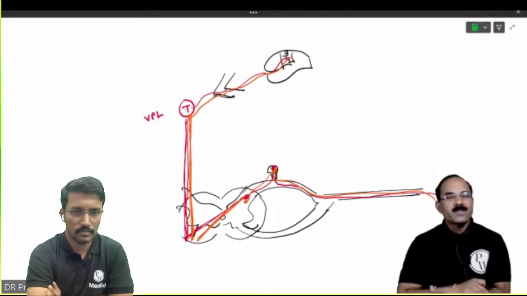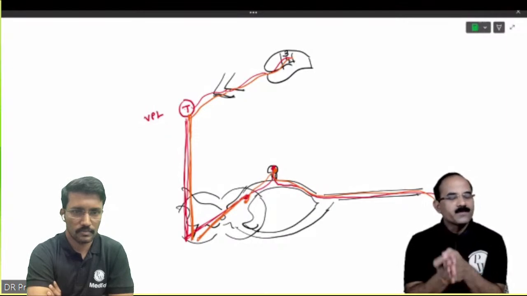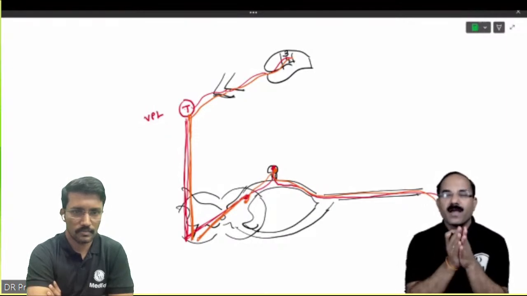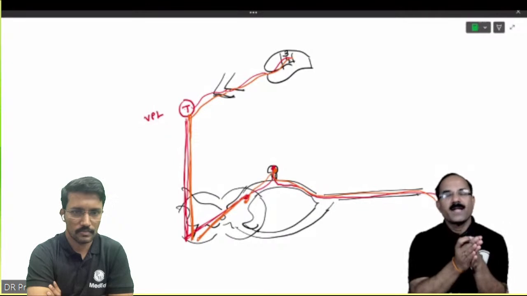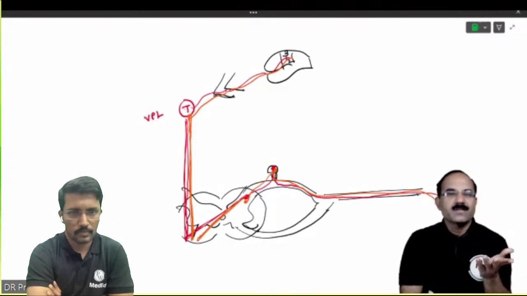So how are the fibers arranged here in the spinal cord? The pressure, the touch, the temperature, and the pain: from medial to lateral, the fibers are arranged. Okay, so clear with the different orders of neurons. So this is about the crude sensations.